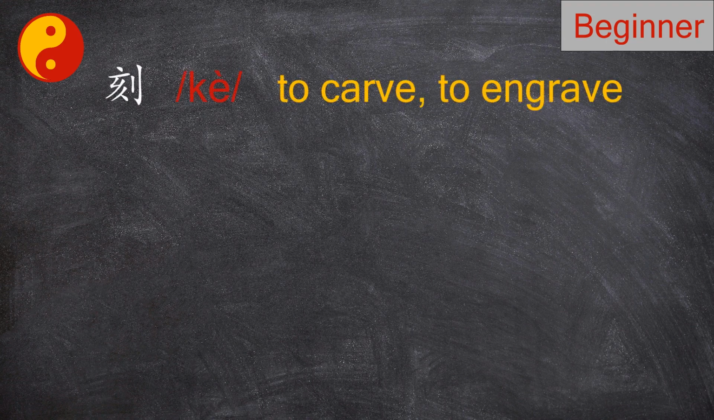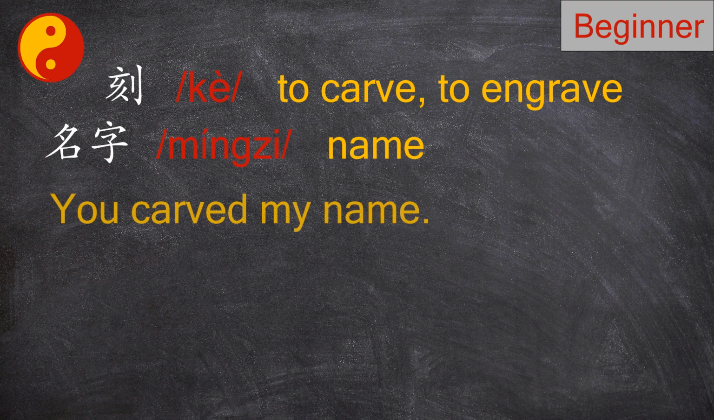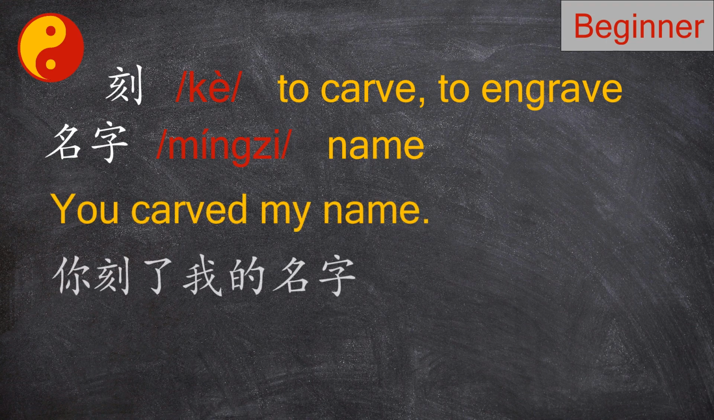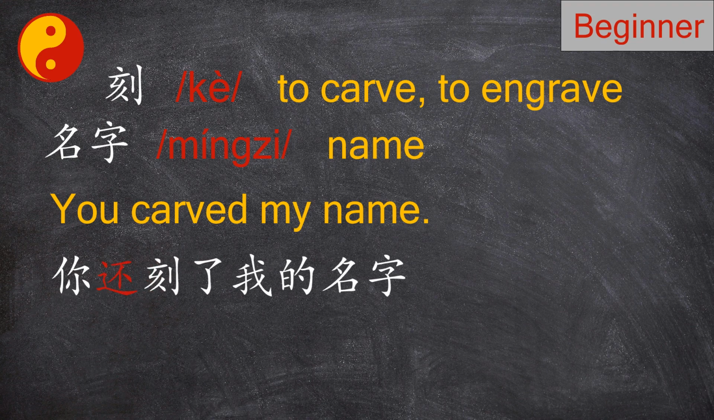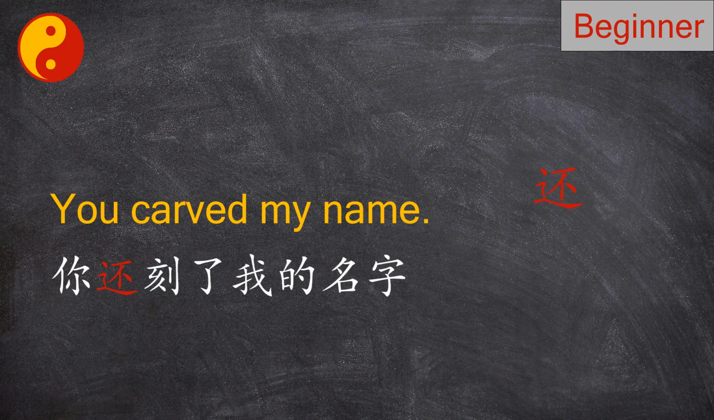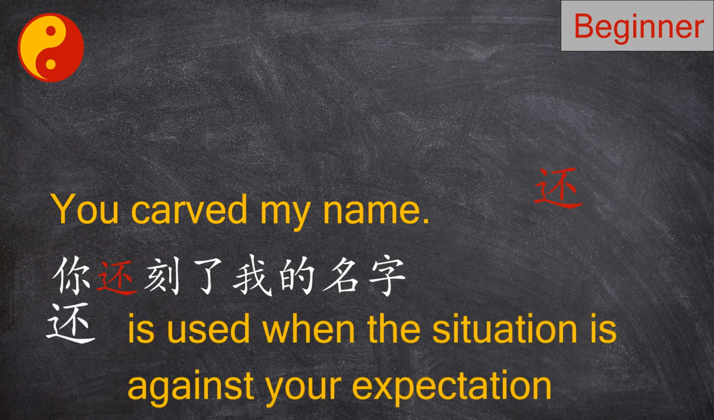刻 as a verb means to carve, to engrave. 名字 means name. You carved my name. How to say this in Chinese? 你刻了我的名字. In the video, the man says, 你还刻了我的名字. What's the function of 还 in this sentence? 还 is a word with different uses. One function of 还 is to indicate the situation is against your expectation.